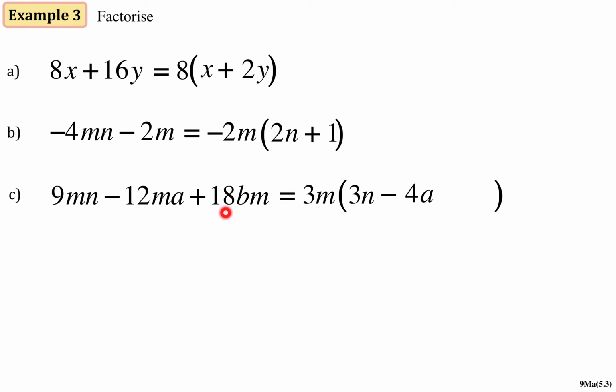3m is out the front. 3 goes into 6, sorry, I've given you the answer. 3 goes into 18 6 times. The m's already been taken out. We've still got a b, so it's +6b.